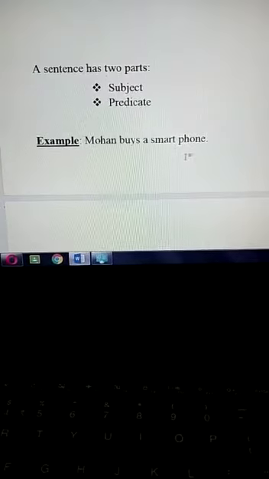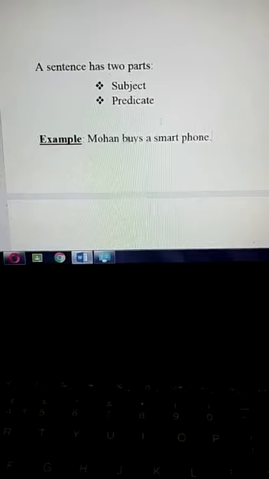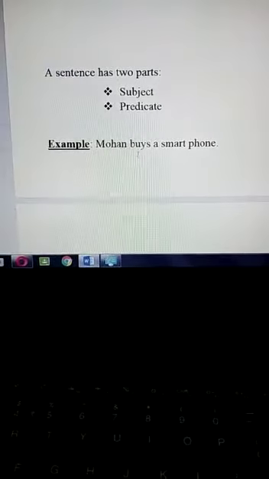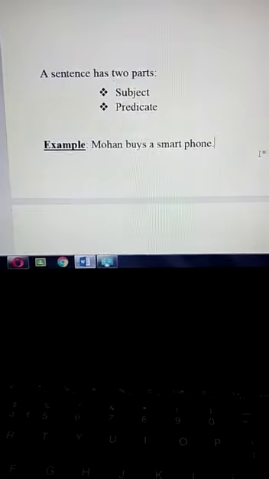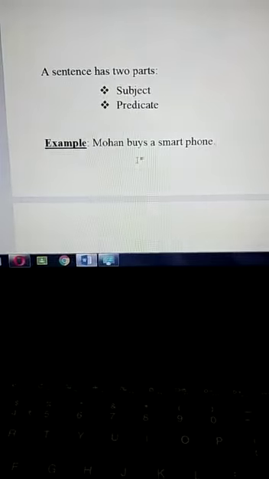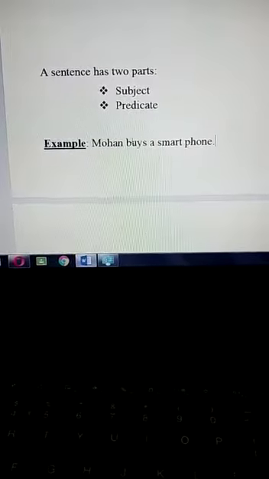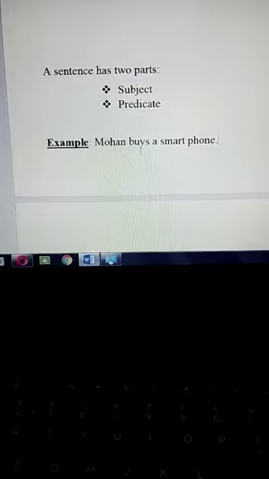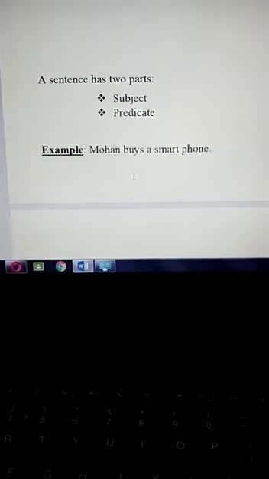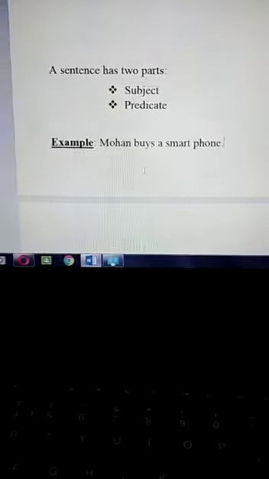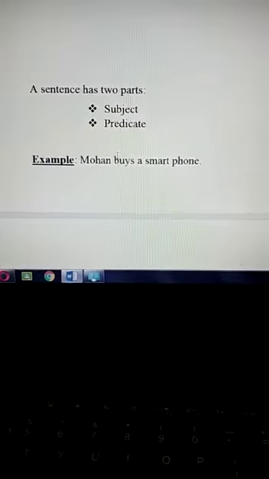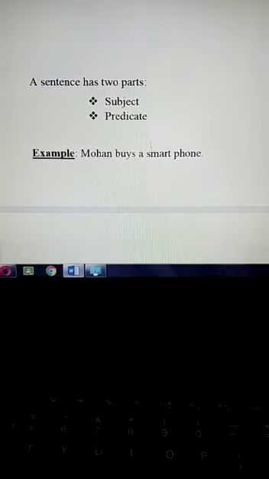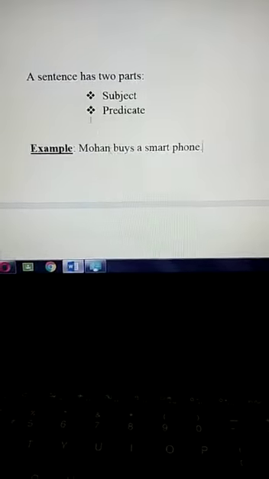What the subject does or is, that is the predicate. The subject is Mohan. What is Mohan doing? Buys a smartphone. Easily you can identify a noun, proper noun or pronoun, that is the subject. The predicate always begins with a verb. So in the sentence, Mohan is the subject, buys a smartphone is the predicate. So, subject plus predicate make a complete sentence.